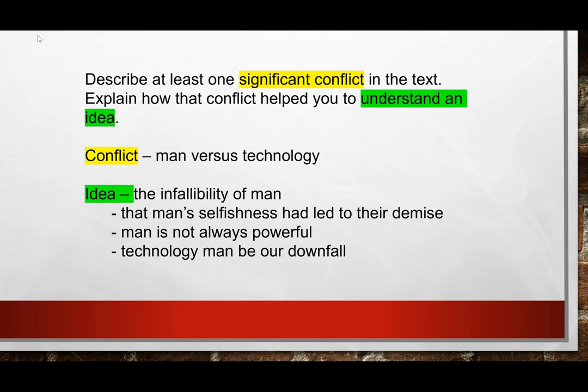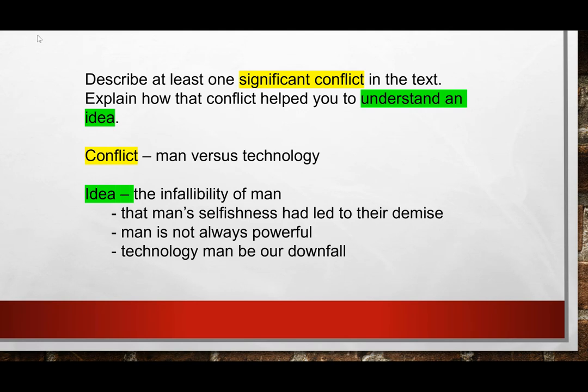So you look at man versus technology, you go back to the previous 3 slides back and you have an example and you say, this example is a conflict, here's the evidence, this shows me the idea that man's not always powerful. Or this nice simple one at the end here, technology may be our downfall. I got too caught up in my men and my mans and my everything. Goodness. So to unpack that, you write about how it helps you understand an idea. An idea can be a theme, it can be a word, it can be a sentence, it can just be a concept that you want to talk about.